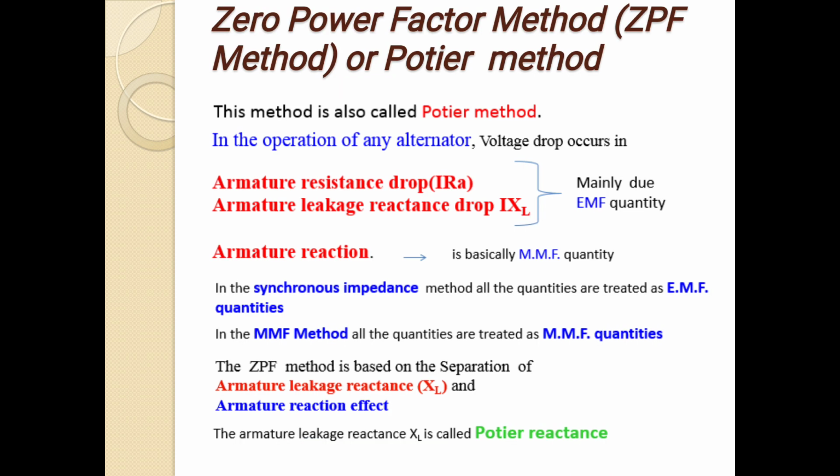The zero power factor method is also called the ZPF method or Potier method. In the operation of any alternator, voltage drop occurs in armature resistance, IRa, and armature leakage reactance drop, IXL, mainly due to EMF quantity. Armature reaction is basically an MMF quantity.